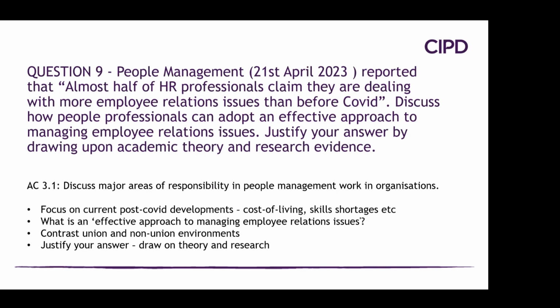And the question is really what people professionals can do to effectively deal with that. What are the issues? I think it's important here to take a broad view. This isn't an own organization question. So perhaps look at union environments and non-union environments, distinguish between the two. Again, give examples, current examples, and also, as always, justify your answer. But the question here specifically asks for reference to be made to theory and research evidence. So we need to do that too. So it's really looking at well-established research in the contemporary context. That's essentially what we're looking for with this question.